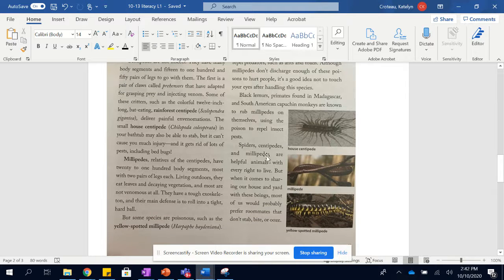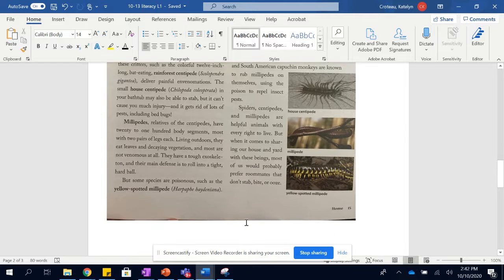Spiders, centipedes, and millipedes are helpful animals with every right to live. But when it comes to sharing our house and yard with these beings, most of us would probably prefer roommates that don't stab, bite, or ooze.